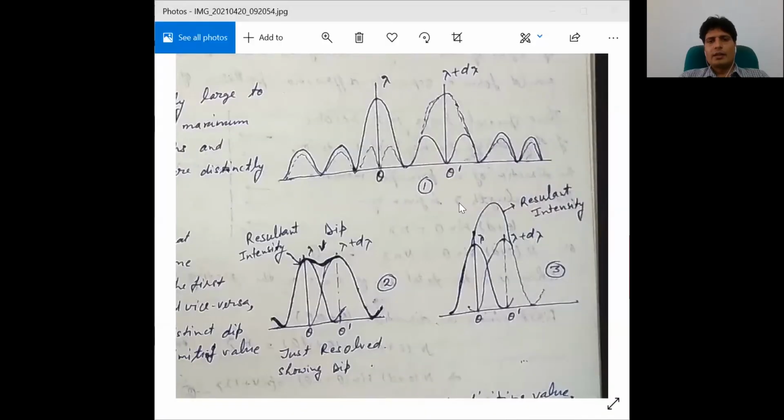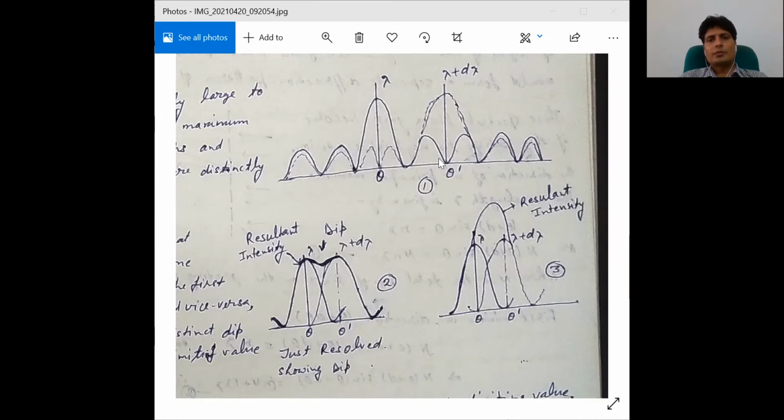Okay. So here I would like to show you this figure. In this figure, I have plotted three graphs. I have named this graph number one, this one two, and this one three. We will discuss these graphs one by one. Let us first focus on graph number one.